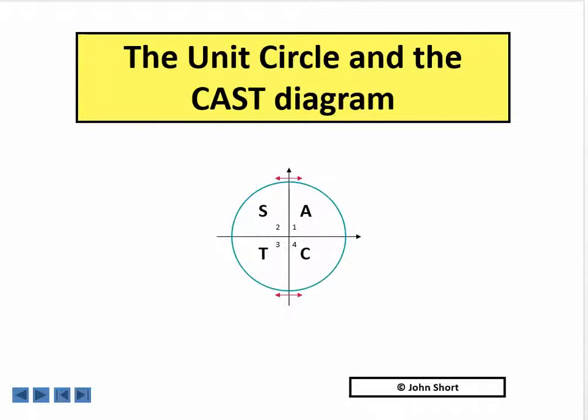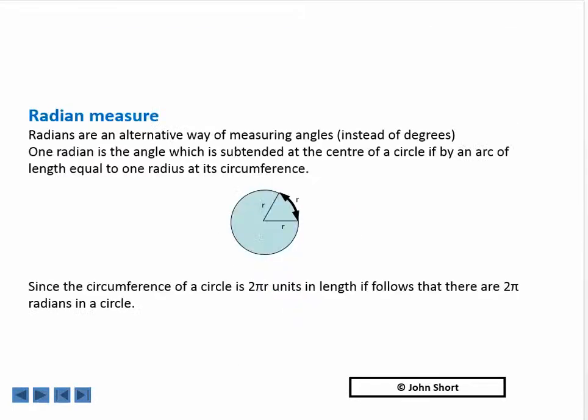The unit circle and the CAST diagram. At this point in time, it's worthwhile taking stock and just reviewing some of the things we've been doing. As you realise, radians are an alternate way of measuring angles instead of degrees.